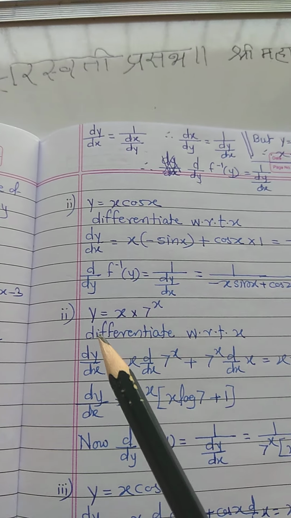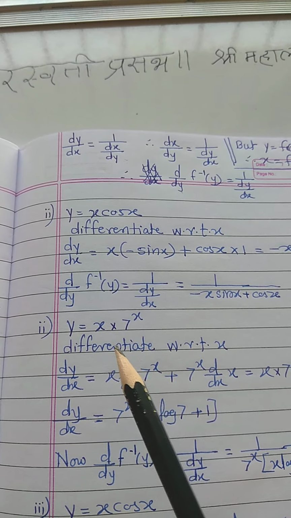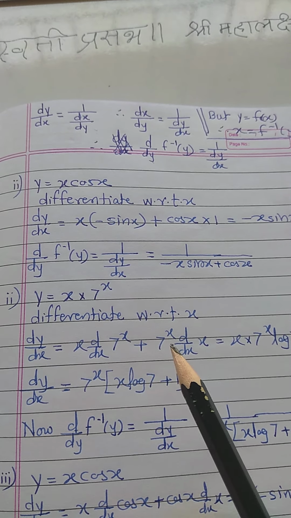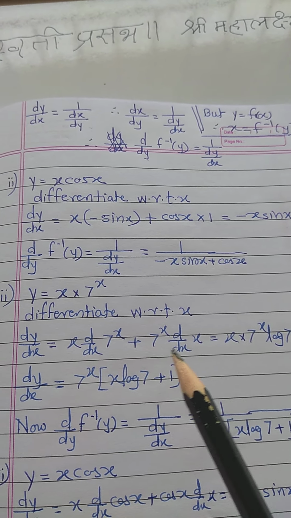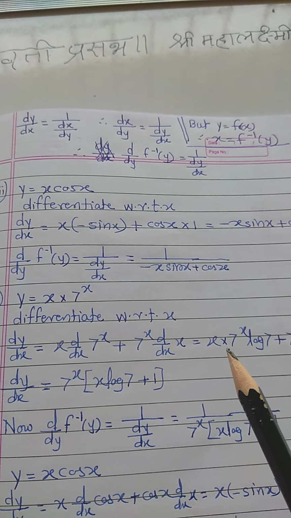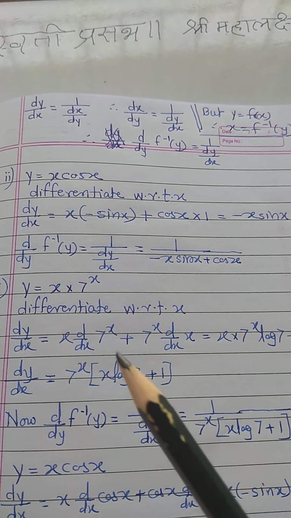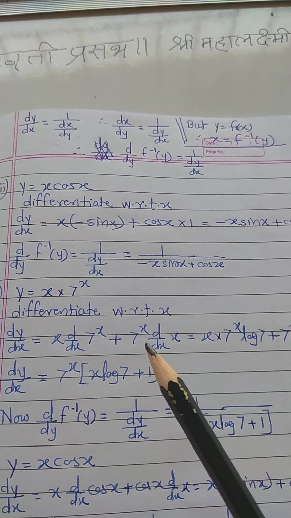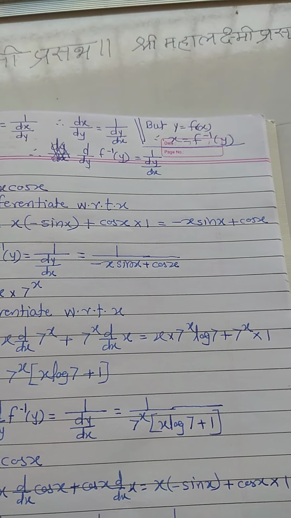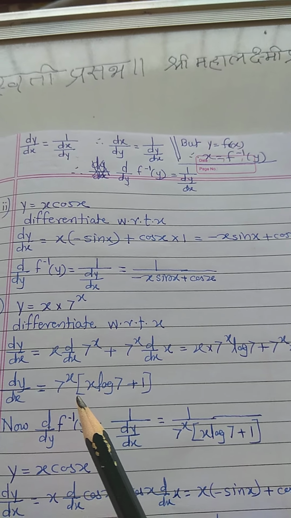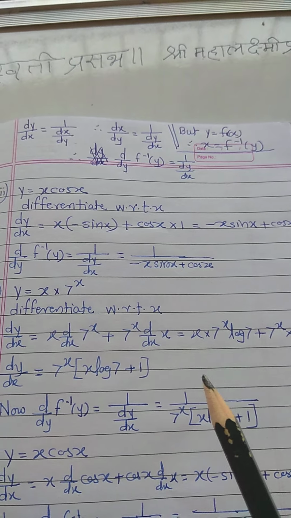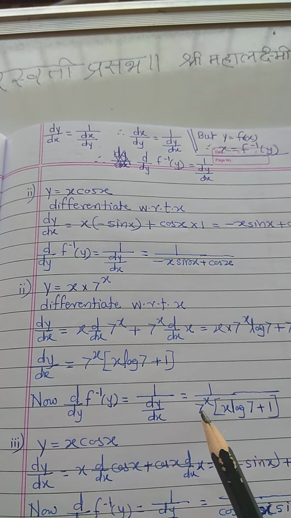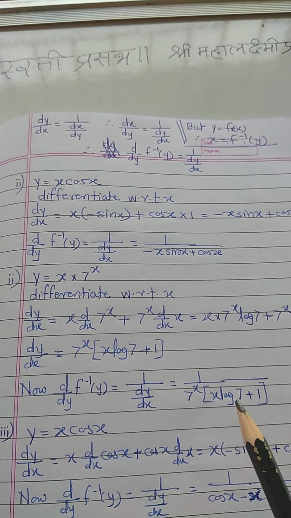Roman 3, y equal to x into 7 raised to x, differentiating with respect to x, what we will get? Dy by dx, first function as it is, derivative of second one, plus second function as it is, derivative of the first one. X as it is, derivative of a raised to x is a raised to x into log of a. Therefore derivative of 7 raised to x is 7 raised to x into log of 7, plus 7 raised to x as it is, derivative of x is 1. 7 raised to x taking out, in bracket we will have x log 7 plus 1. We know that derivative of the inverse function is 1 upon dy by dx. That is equal to 1 upon 7 raised to x, x log of 7 plus 1.